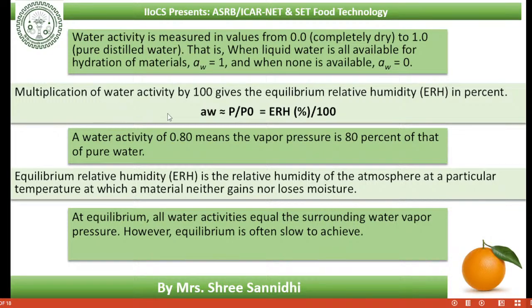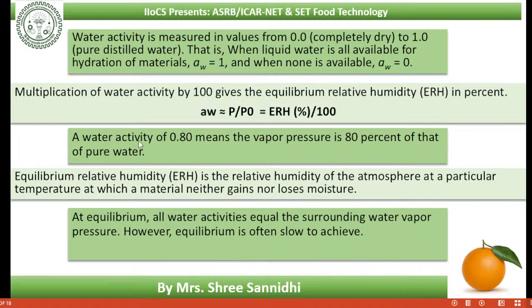Multiplication of water activity by 100 gives the equilibrium relative humidity in percentage. So we know that water activity is the vapor pressure of food to the vapor pressure of pure water. When we multiply this value by 100, it gives the percentage of equilibrium relative humidity.